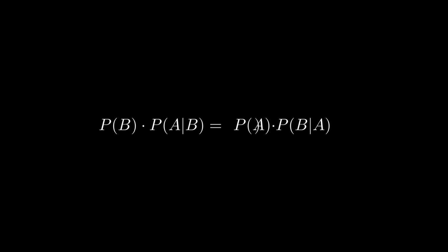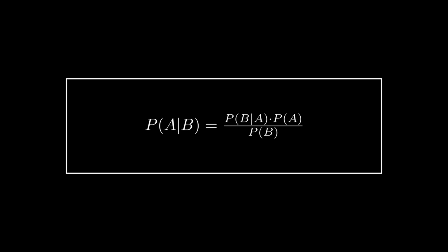We can rewrite this relationship as P of A cap B equals P of A given B times P of B. Then, we now have two equations. We can combine these two equations to get P of A given B times P of B equals P of A times P of B given A. If we rearrange this formula for P of A given B, then we get P of A given B equals P of B given A times P of A over P of B, which is Bayes' rule. Bayes' rule is fundamental to many probability questions of varying difficulty.